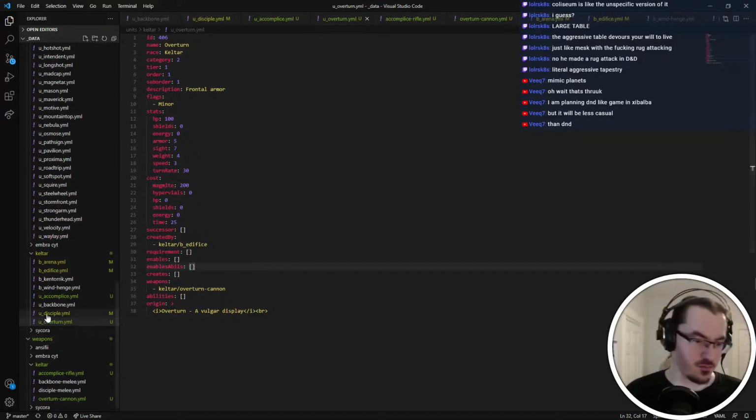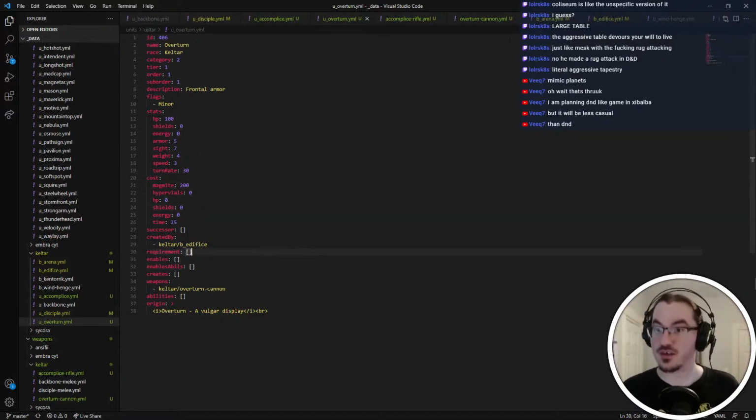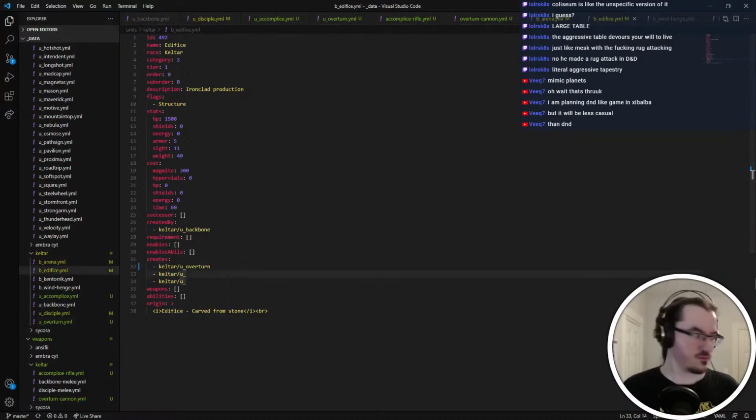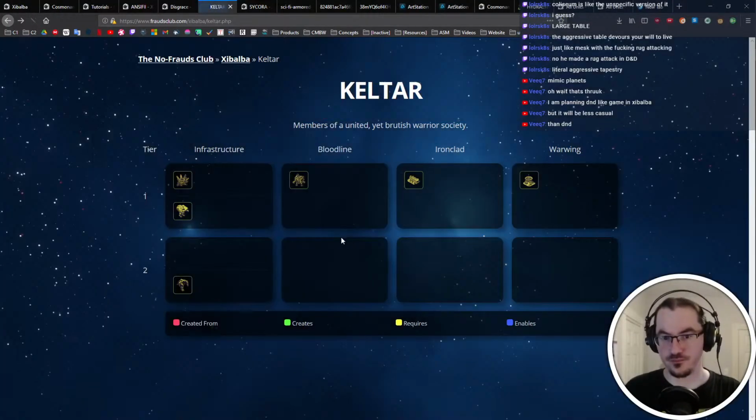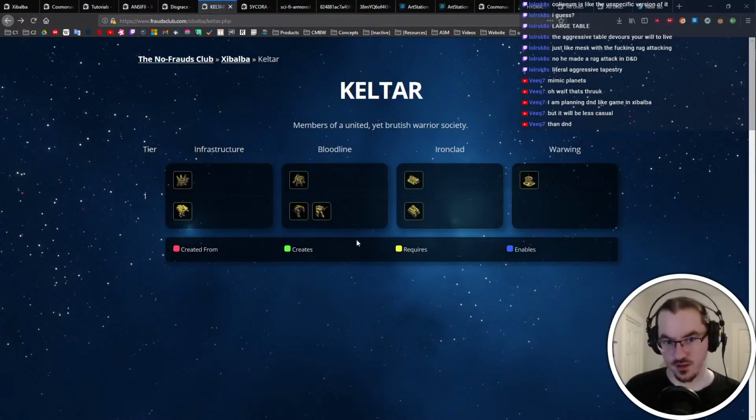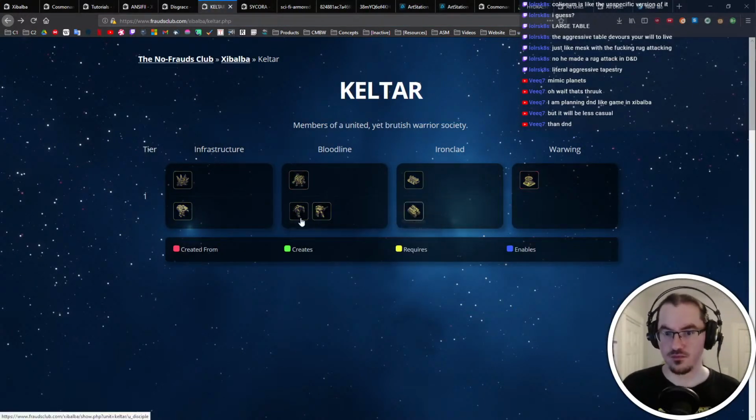This thing's stats may be busted. Maybe. We'll find out. Let's pull these units. See where we go. I'm pretty sure I fixed that already. There we go. Okay.